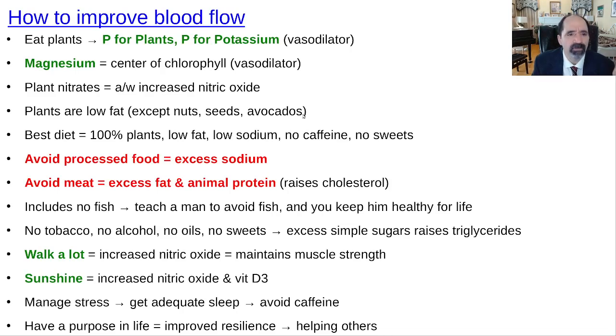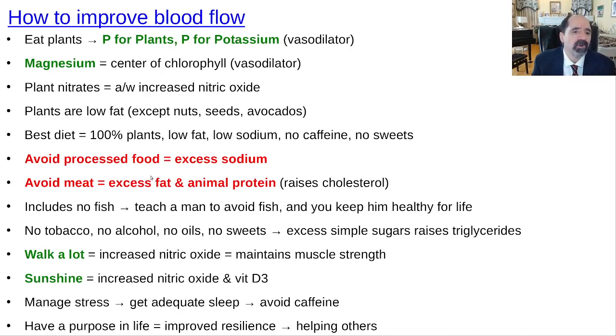Plants are low fat, other than nuts, seeds, and avocados, which in my opinion, I think those impair blood flow. Best diet, also 100% plants. I recommend no meat, not one bite. Forget about meat. All it does is make you sick. Animal fat, animal protein are poisons, okay? We'll learn that in other lectures, but it's true. All right, no caffeine, no sweets is my recommendation. That's what I do. You can do what you want, but I think that's the best thing a person could do.